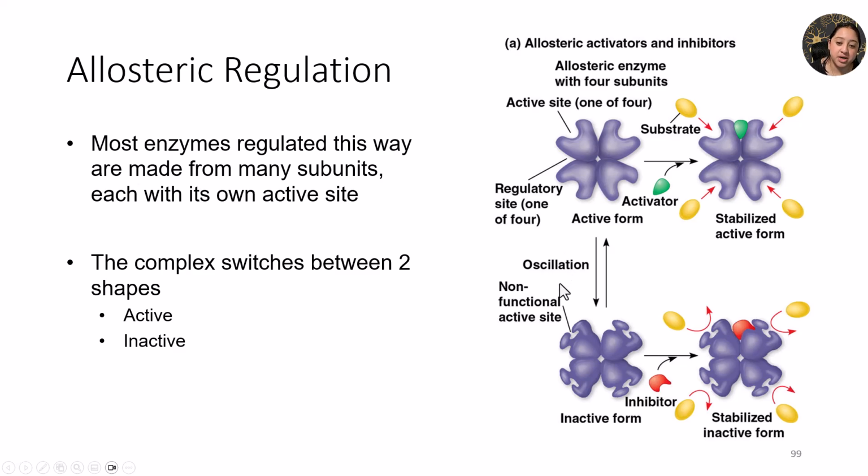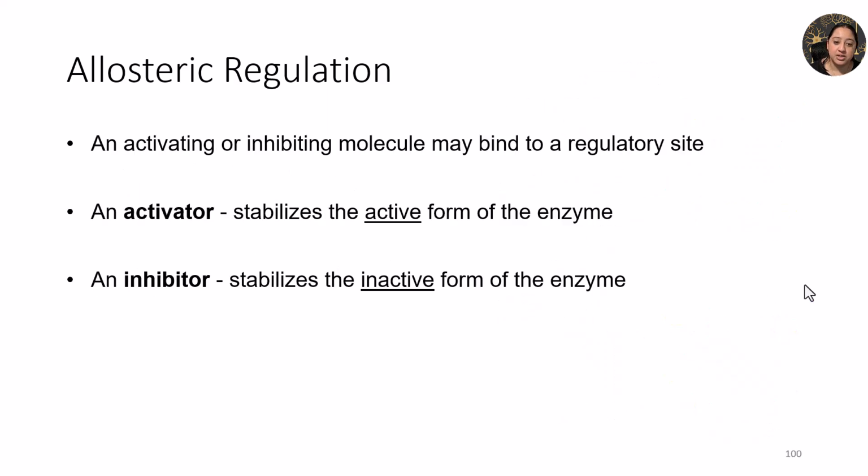And then below in the bottom left is the inactive form. Now you can see there's a change and there's a non-functional active site. So this complex will switch between 2 shapes, the active form and the inactive form, based on what binds here. An activating or inhibiting molecule can bind to a regulatory site. An activator stabilizes the active form of the enzyme, and an inhibitor stabilizes the inactive form of the enzyme.